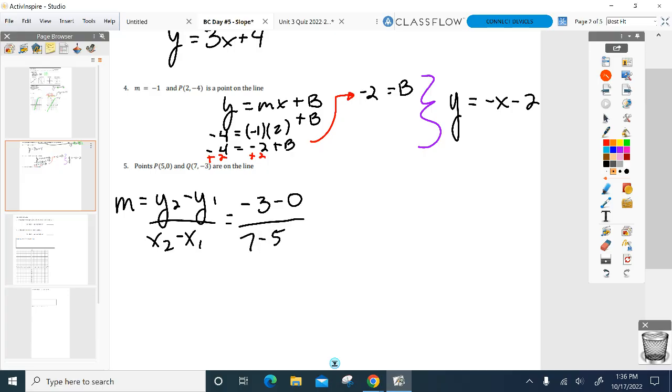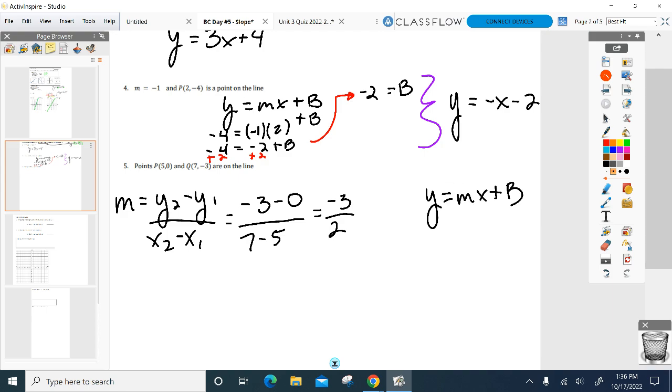So the slope of this line is -3/2. Good, got the slope. What's up next? Still got to find the y-intercept, same way we just did in number 4. But now you've got a choice. I'm still going to use y equals mx plus b.